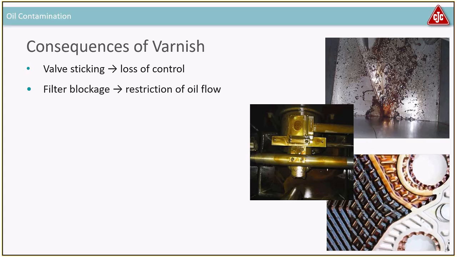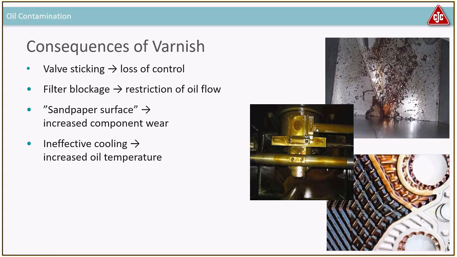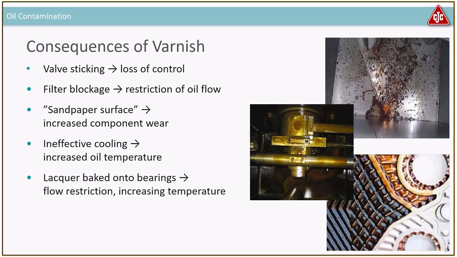Also, if you have a very fine inline filter, you can restrict the flow because it's partially blocked with varnish. This is also referred to as sandpaper surface. It's a sticky layer with particles in, which is very abrasive. If you insulate a cooler like that, it will lose efficiency, and you'll get hotter oil that can kill the oil quicker. You can even bake it onto bearings, for example thrust bearings in a turbine, or you've maybe seen it in an engine on the liner.